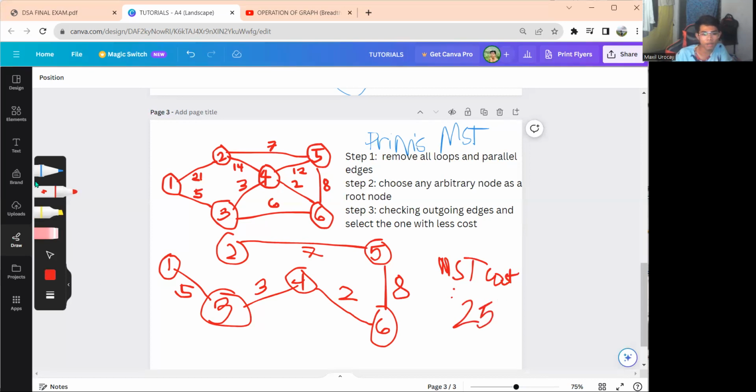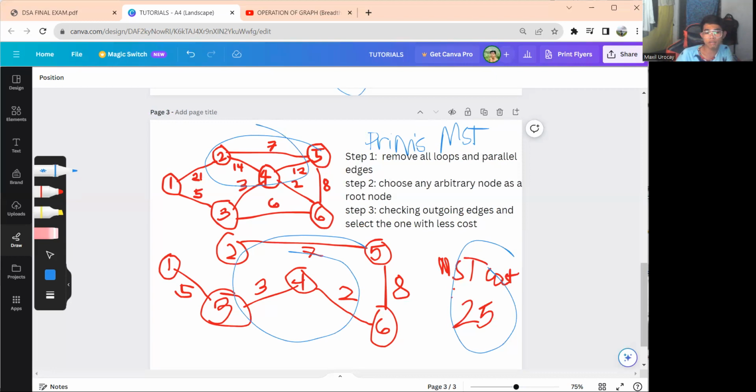So therefore, this is your step 3 answer. This is your step 1 answer. Step 2 is number 1, and you have a value of 25 after. You need to show this as your MST cost for the Prim's minimum spanning tree algorithm. So basically, that is how we determine using Prim's algorithm. That is so basic for you, class. So I want you to do that in your exam as well, since that is only basic and really simple. Okay, thank you so much.